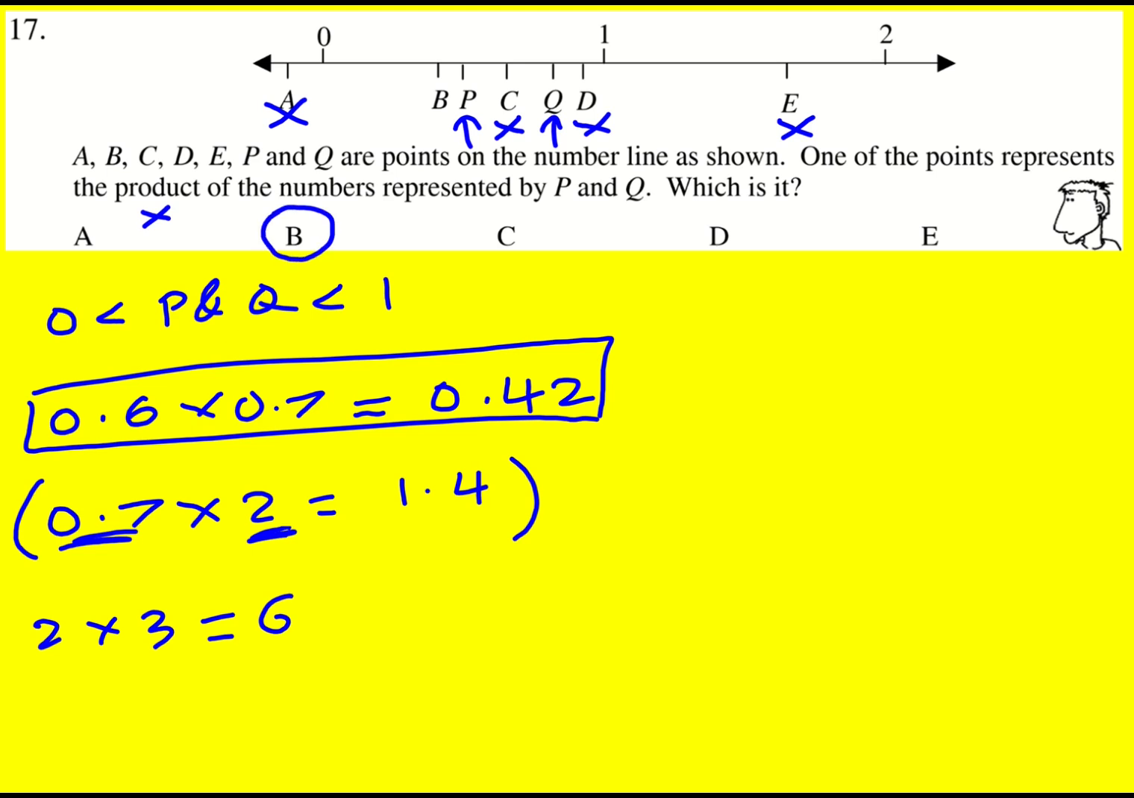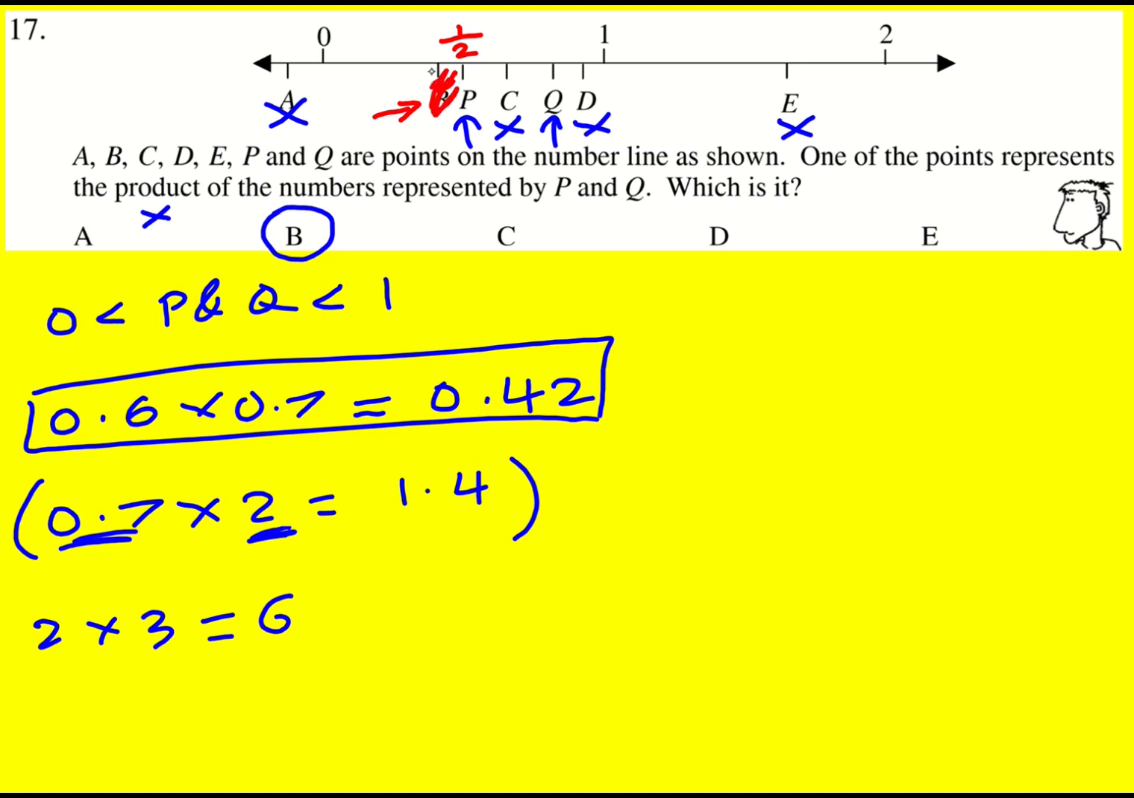Another way to look at this is to say, P pretty much looks like it's a half. So we are halving Q, and Q is quite close to 1, but it's going to end up being less than a half once we've halved it. And so B even looks in the right place.